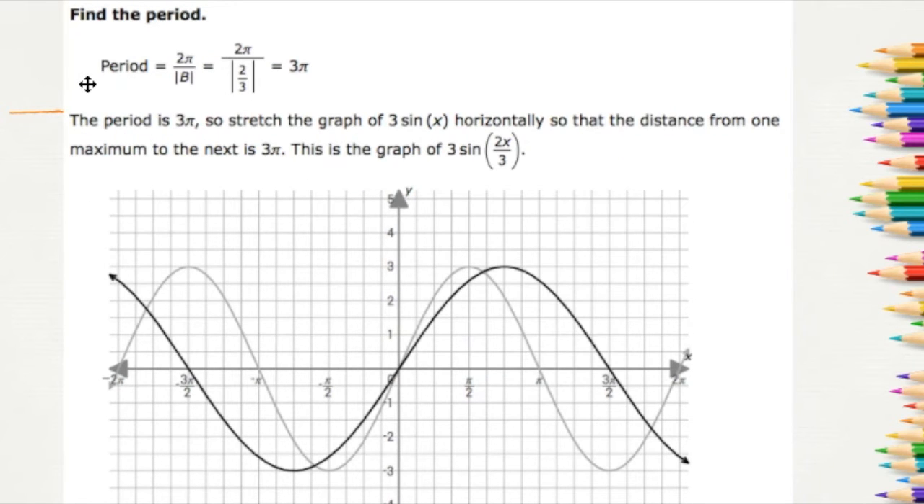Next, to find the period, you have 2 pi divided by the absolute value of b, which is 2 pi divided by 2 over 3, because that's the value in front of the x. Once you simplify that, you'll get 3 pi. This means that the length of one period will be 3 pi. Normally, from one maximum to another, the distance of one period in the original graph is 2 pi, but we will need to stretch this out to be 3 pi.